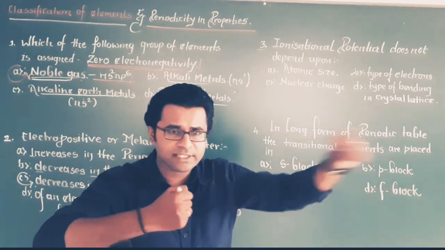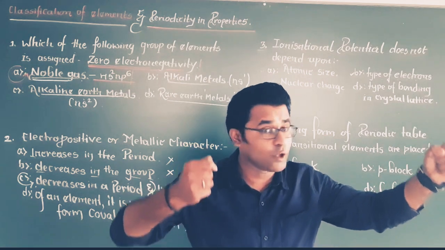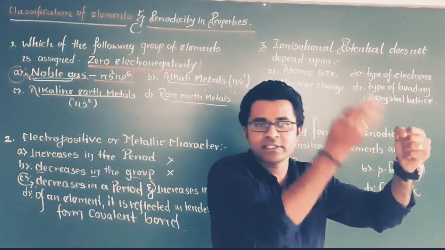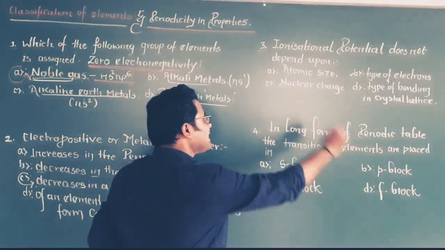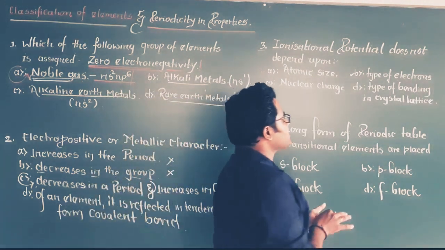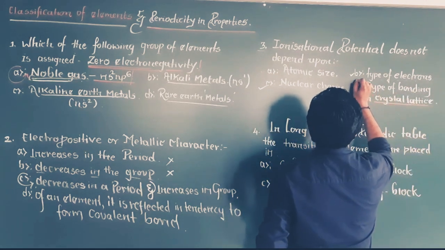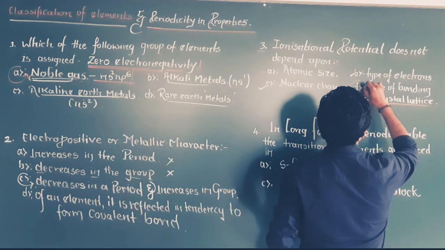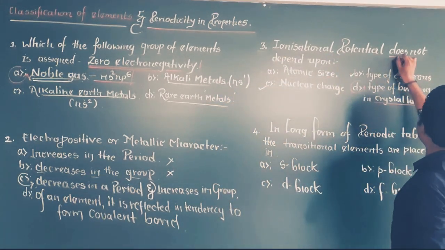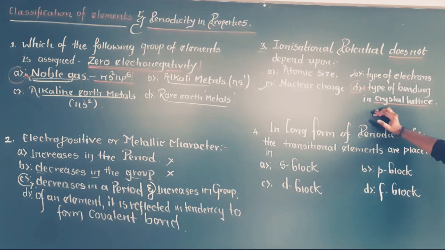More the nuclear charge, more is the attraction. Electron is held more strongly towards the nucleus. So, therefore, more amount of energy is required in order to remove this electron out. Right? So, therefore, it also depends upon the nuclear charge. Only one thing that it does not depend upon is what kind of bond is present in the crystal lattice. So, therefore, our answer lies here. Ionization potential does not depend upon the type of bonding that is present in the crystal lattice.